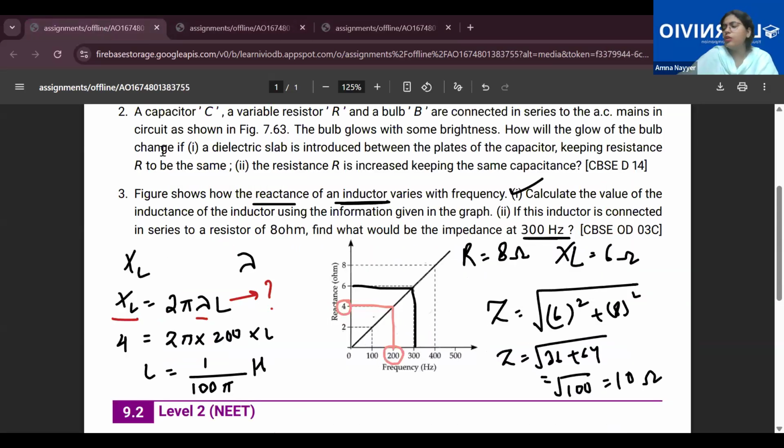Otherwise, see, now your plane mirrors are left. The circular mirrors are over, spherical mirrors. So plane mirror is a small topic. So that will be done in the next class, and I'll be starting with the refraction in the next class itself. Okay. So on Thursday.